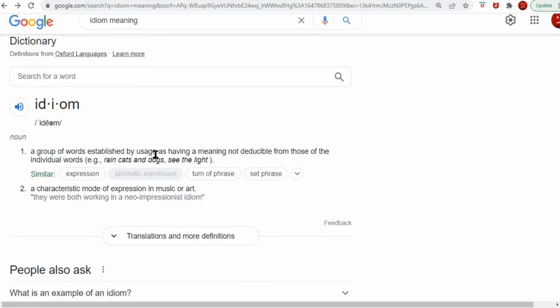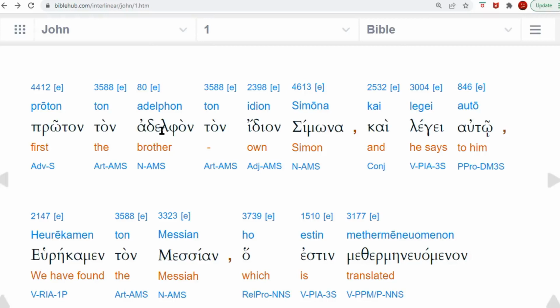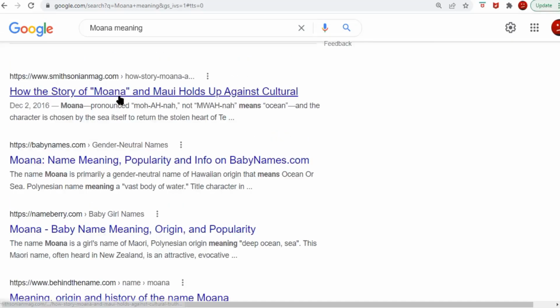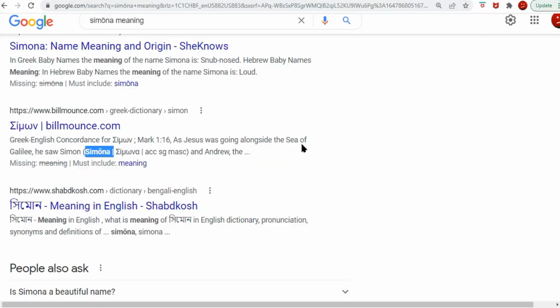A group of words established by usage, having a meaning not deducible from those in the individual words. The meaning's not in the words. And a worthy font annoyed idion Simona. And Jesus was going alongside the sea when he saw Simon, Simona. And Simona means the ocean, the sea. And Simon is alongside the sea. He was alongside the sea when he saw Simon. And when he was alongside the sea, he saw the side of the sea.